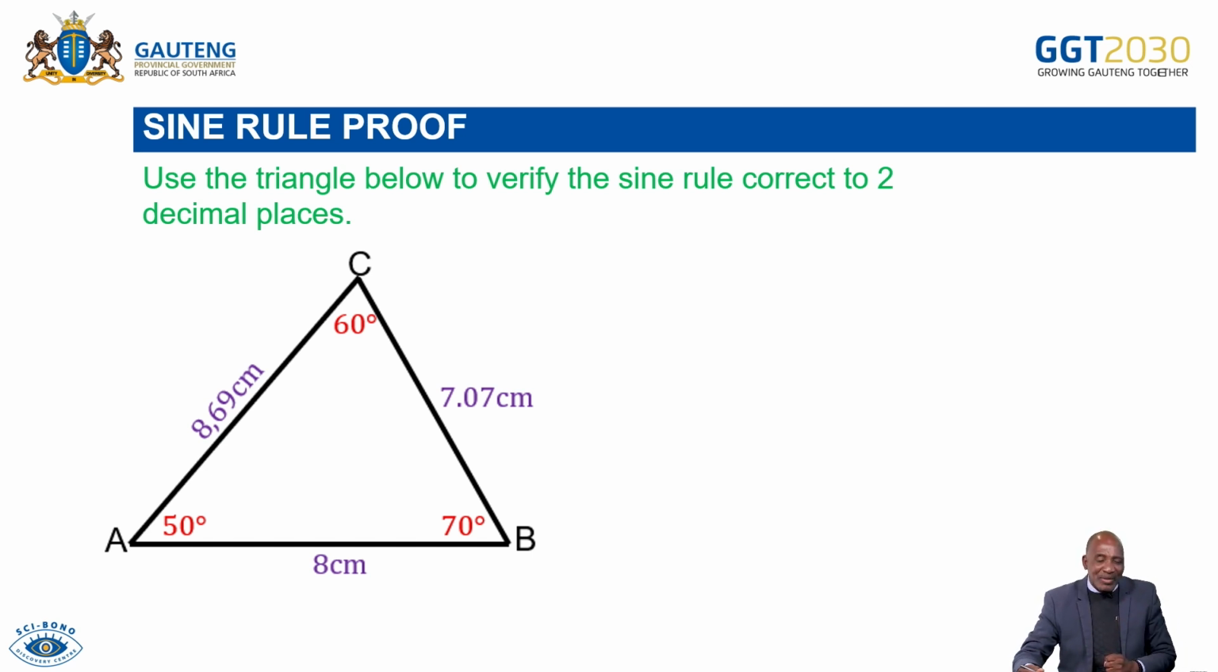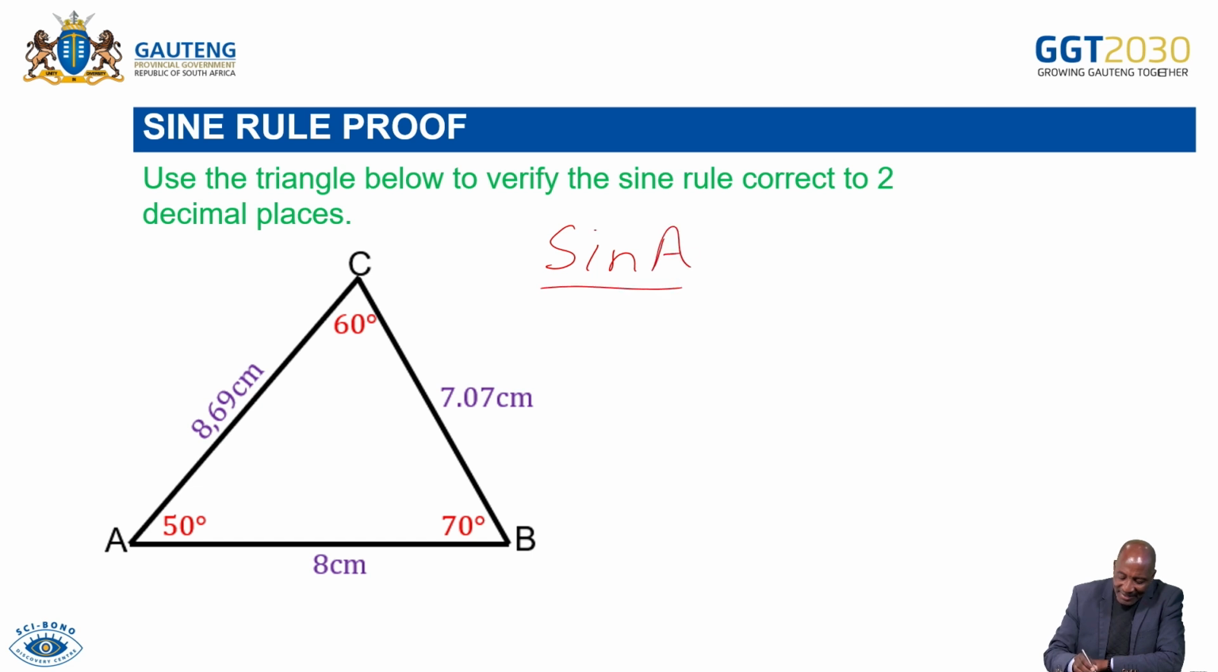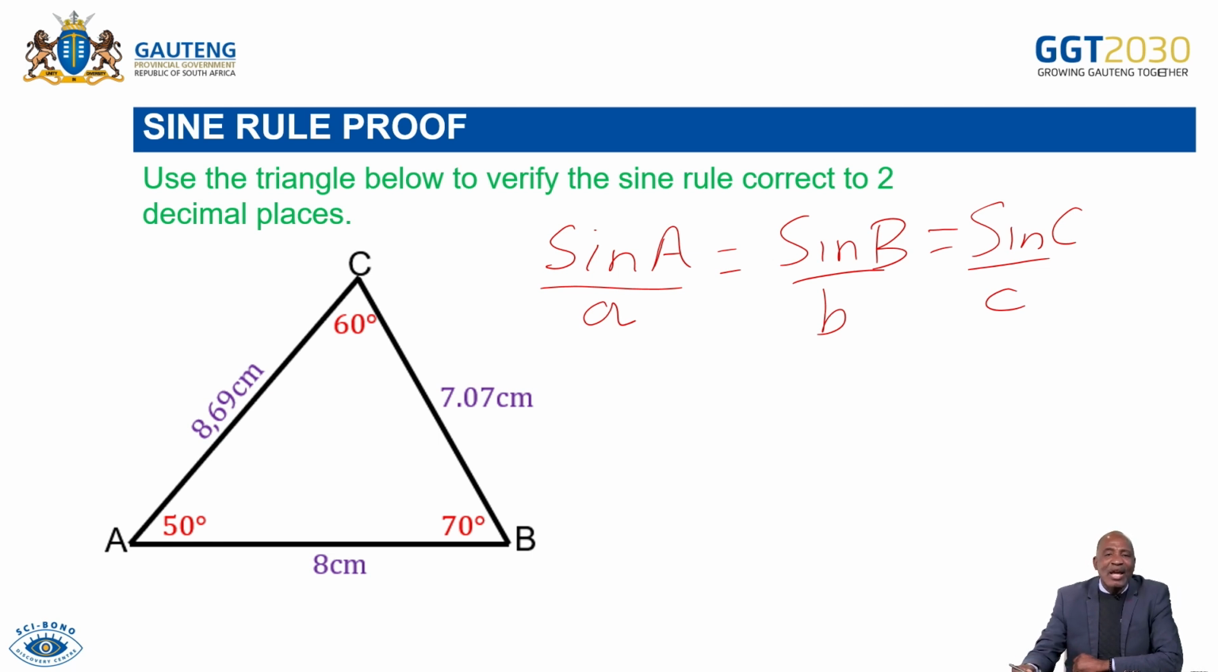So I want you to quickly confirm that sine of A divided by small a is the same as sine of B divided by B, which is the same as sine of C divided by side C. That's what I want you to confirm. I'm just going to give you less than a minute to confirm that.